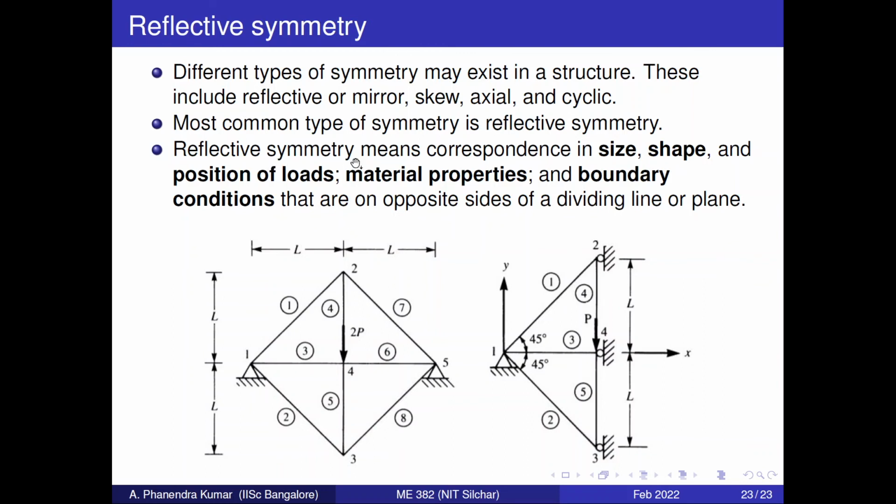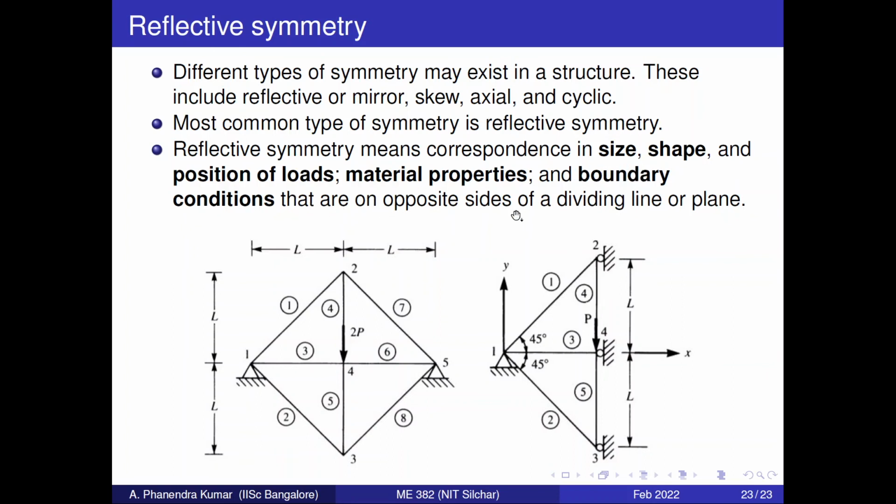So we can say the structure has reflective symmetry when the size, meaning the cross-sectional area and the shape, whether it is circular or a rectangular bar, matches. The shape matters, and the position of the loads in the whole structure should be similar. If we consider a plane for dividing the symmetry, the position of the load should be the same, and the material properties should be the same, like the elastic modulus, and the boundary conditions, whether simply supported or roller, should be the same.